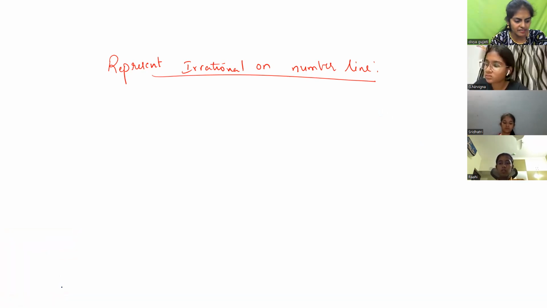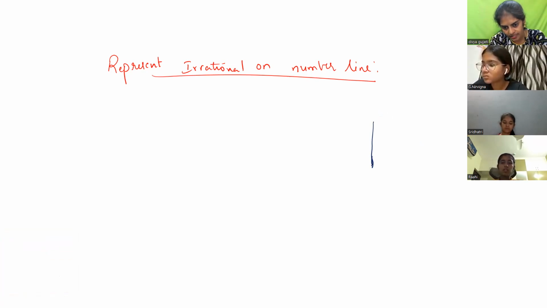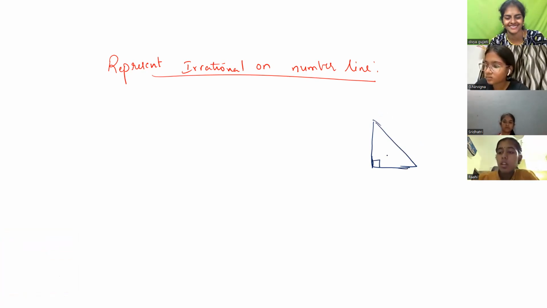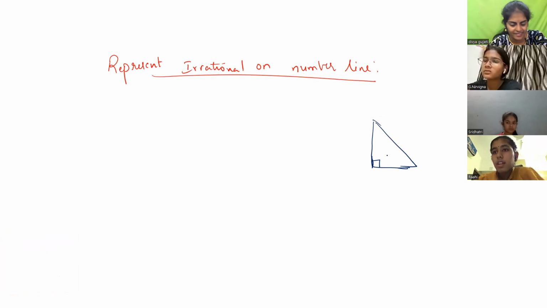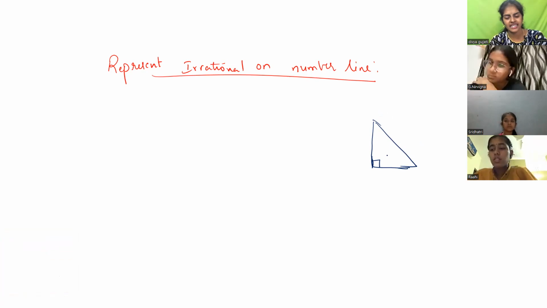Wherever you see a right angle triangle, you should immediately remember Pythagoras. So what type of triangle is this? Forgive me for my drawing, but I hope you can guess. Right angle triangle. Very good. Every right angle triangle will obey the Pythagoras theorem. Can you state what is the Pythagoras theorem?